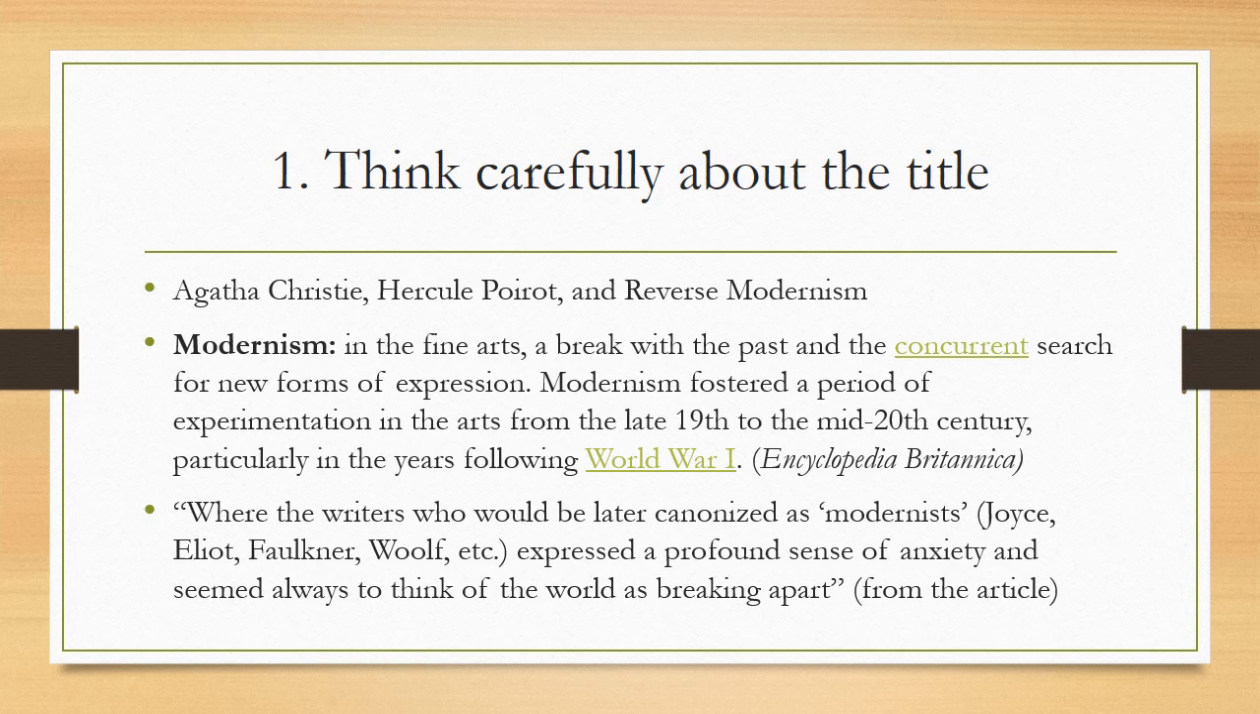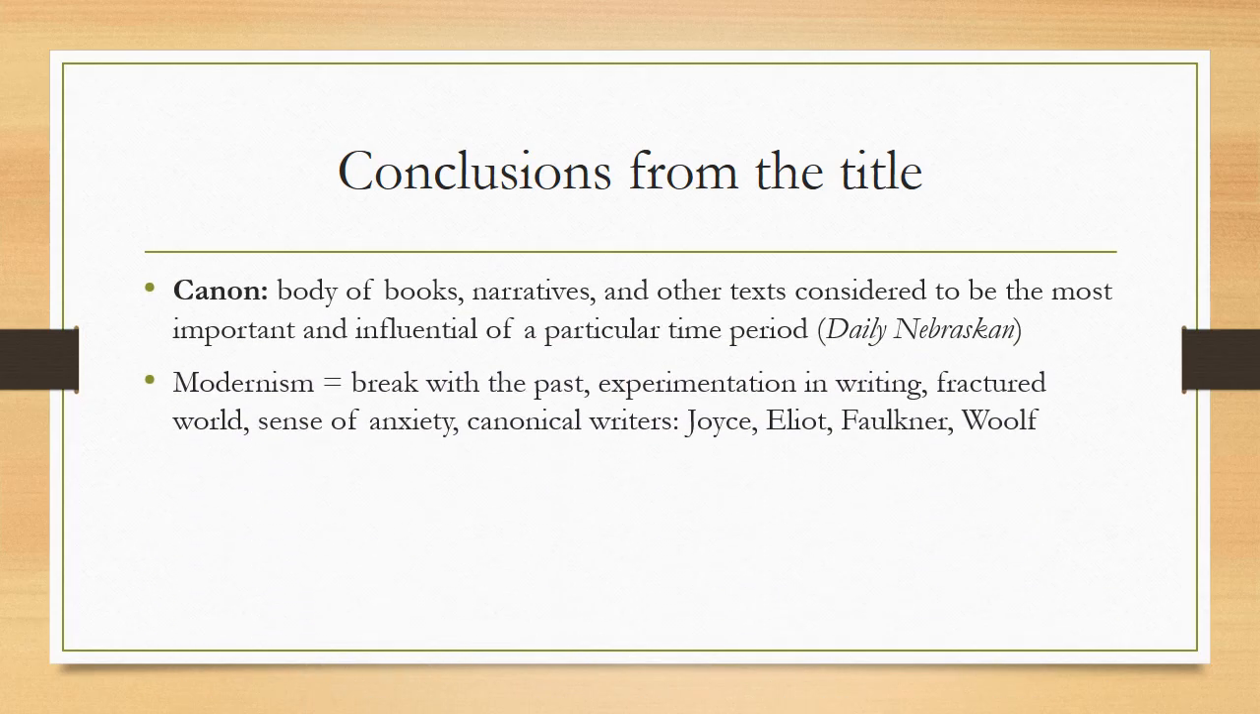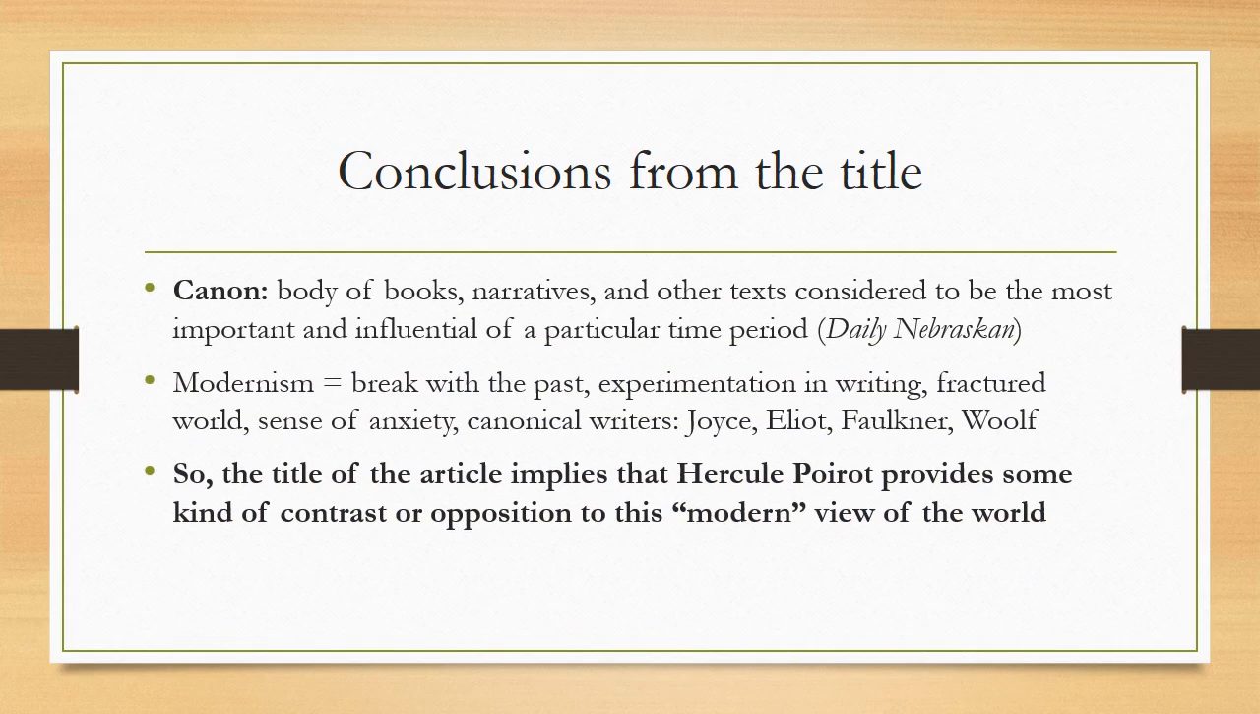So what is this article about? If we know what modernism means, but we want to interpret the article based solely on the title, nothing else, because we're doing inspectional reading, what do you think it means that it's about reverse modernism? The title of the article implies that Hercule Poirot provides some kind of contrast or opposition to this modern view of the world, right? So another thing you can do is you can look up synonyms for words. So what does reverse mean? Going in the opposite direction.